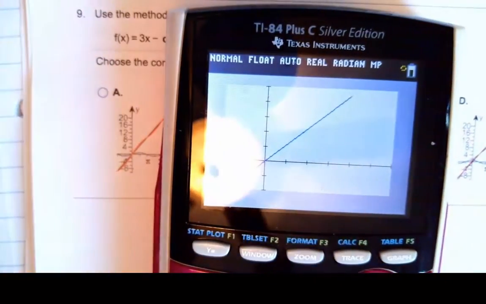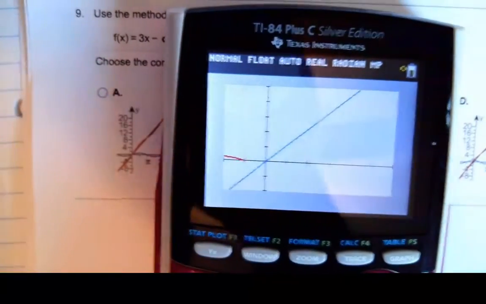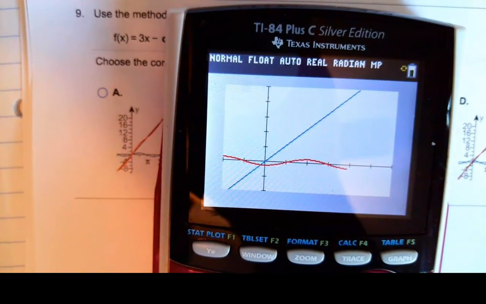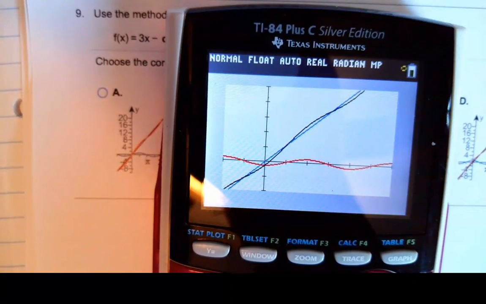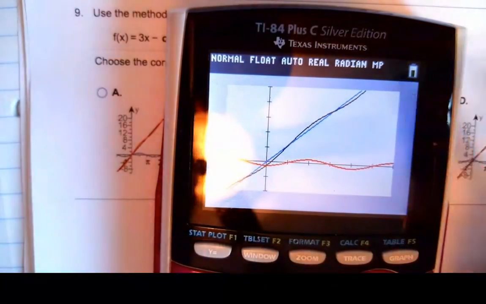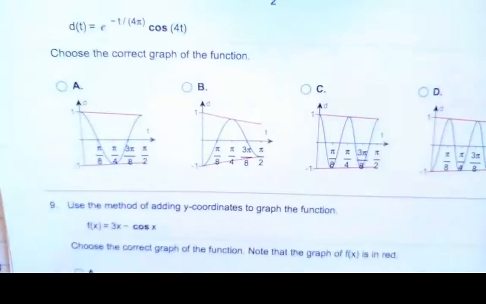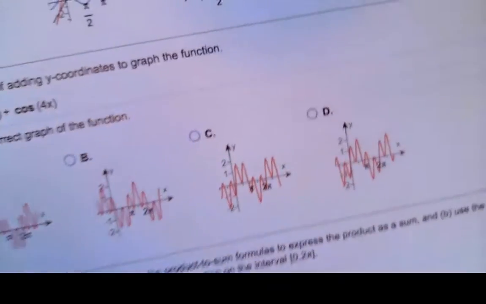All right, so what I have then is that's going to be 3x. Oh, look at that. That's going to be cosine x, negative. And then look at this pretty picture. That black thing that looks like it's spidering around is going to be 3x minus cosine x. So that black graph is the actual graph, but you're seeing how they're kind of put together. So that means you can do those problems.